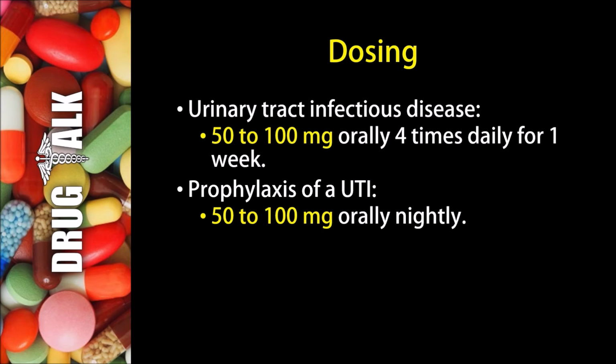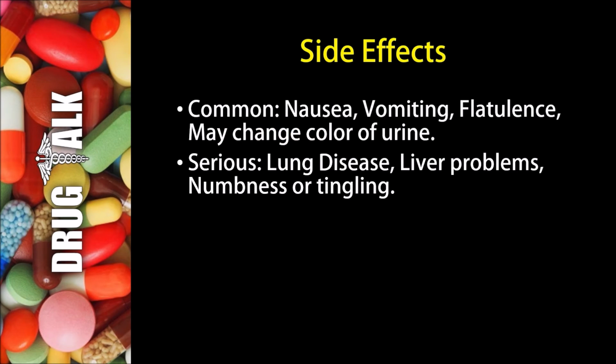In terms of dosing with MacroBid, when used in a urinary tract infectious disease setting, it would be 50 milligrams to 100 milligrams orally 4 times daily for 1 week. If a patient was using this medication prophylactically or preventatively for a UTI, then they would use 50 to 100 milligrams orally each night.